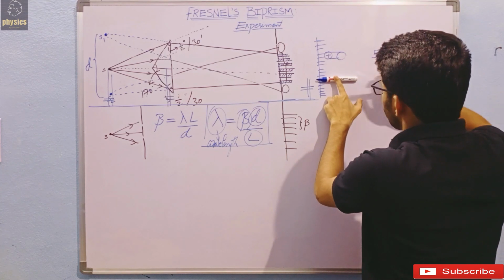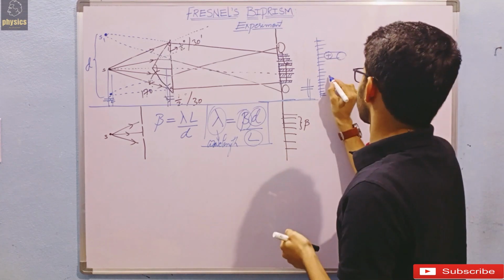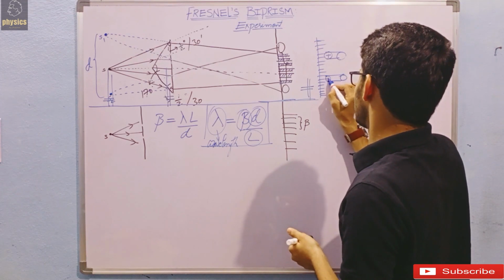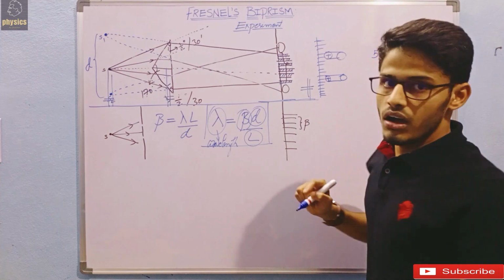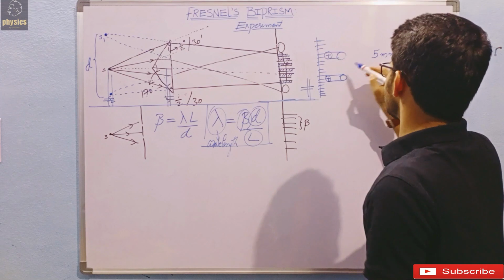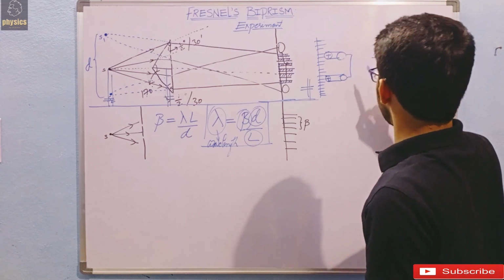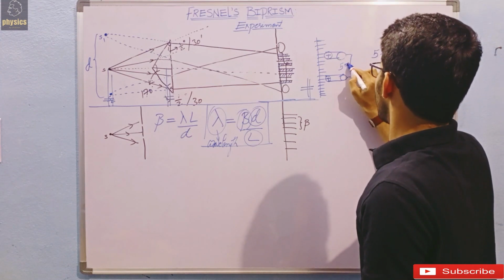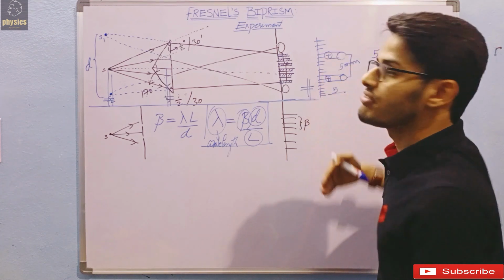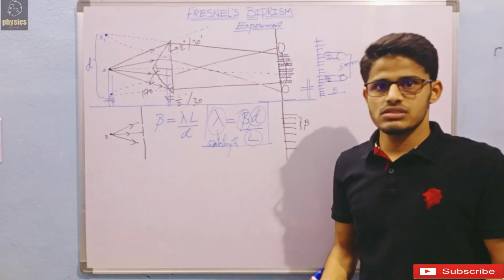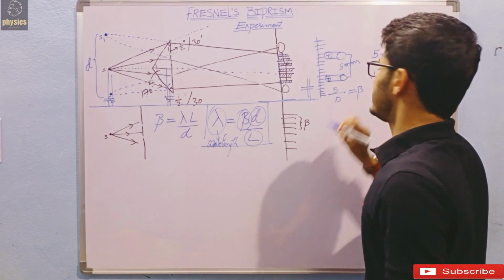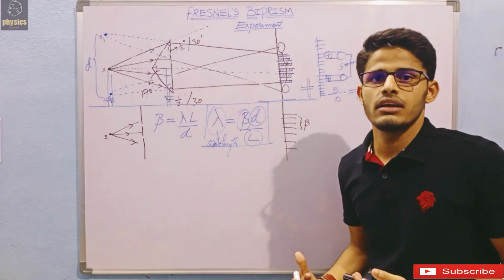Now I'll note down the reading. My eyepiece crosswire is now at the 10th dark fringe. From here to here, it was 5 millimeter. So 5 millimeter divided by the number of fringes crossed, which is 10, will give me the beta value. This is how I can find out beta.